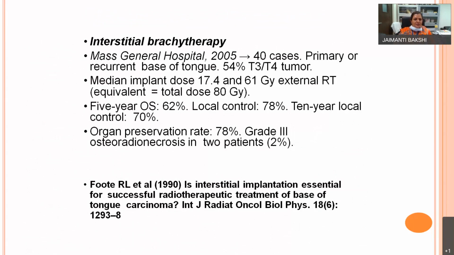So, brachytherapy can be in the form of interstitial brachytherapy. Mass General Hospital in 2005 did use this technique in 40 cases of oropharyngeal cancers. Primary or recurrent base of tongue tumors were included, and they found that 54% were T3, T4 tumors. The median implant dose was 17.4 grays and 61 grays external RT was given, equivalent to a total dose of 80 grays. 5-year overall survival was 62%, local control 78%, and 10-year local control was 70%. Organ preservation rate was 78%. Grade 3 osteoradionecrosis was seen in only 2% of the patients.